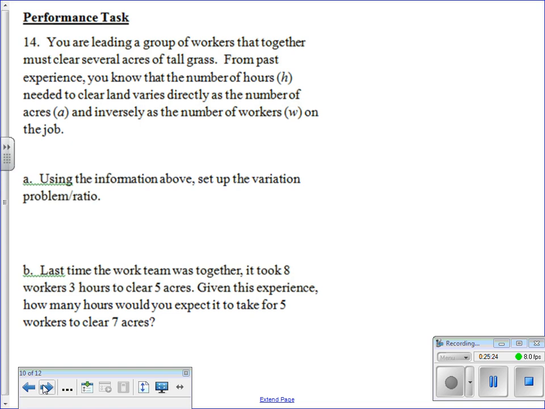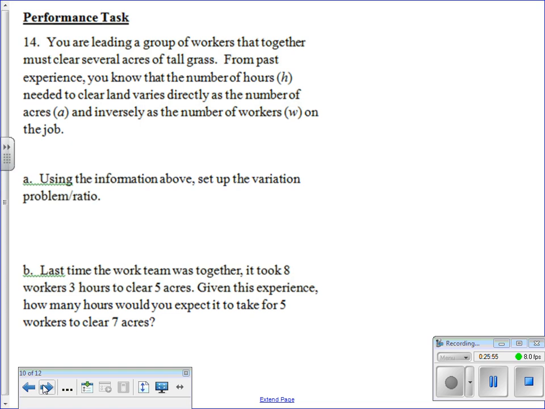Last part, performance task. Okay, read the question carefully. You are leading a group of workers that together must clear several acres of tall grass. From past experience, you know that the number of hours, H, needed to clear land varies directly, direct variation, that ought to give you a clue what you need to do, as the number of acres, and inversely as the number of workers on the job.